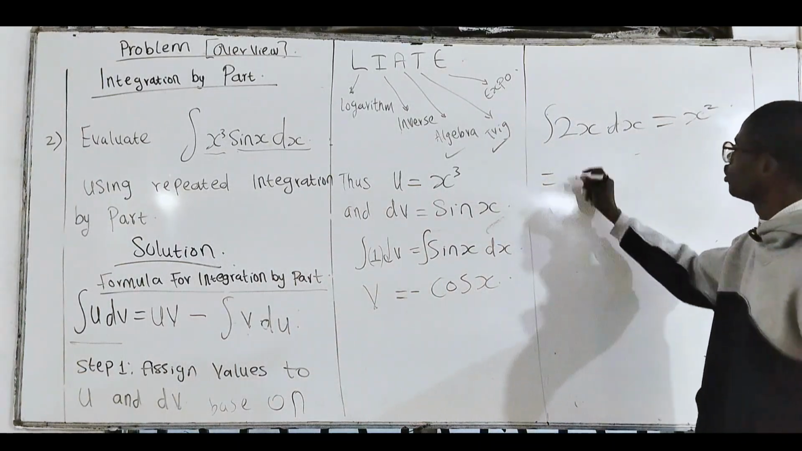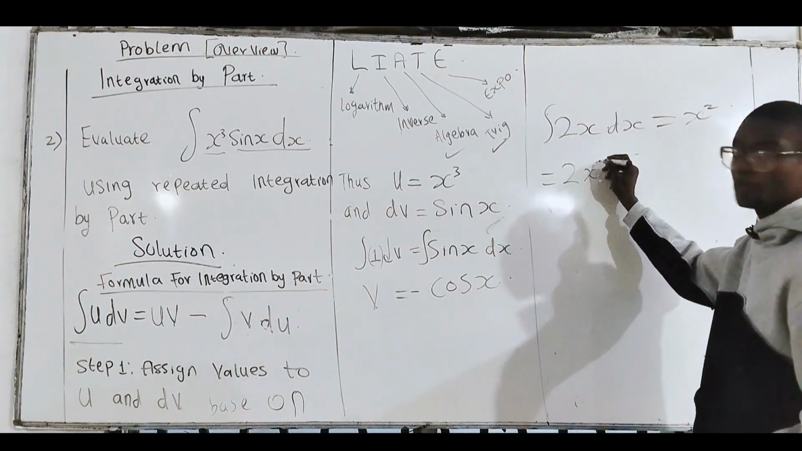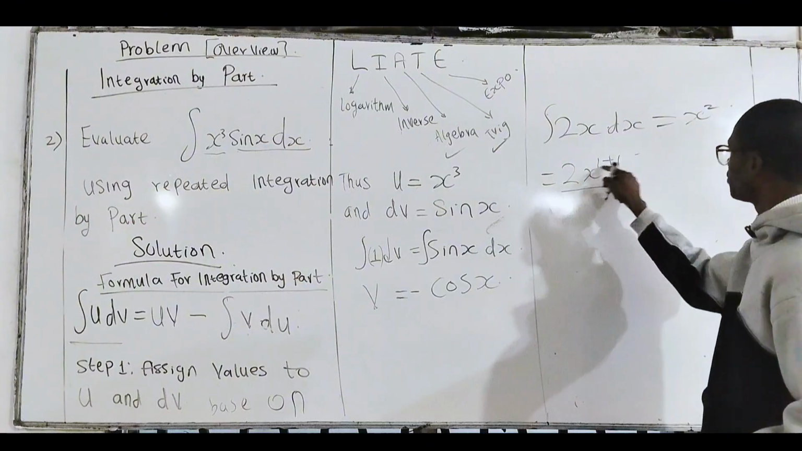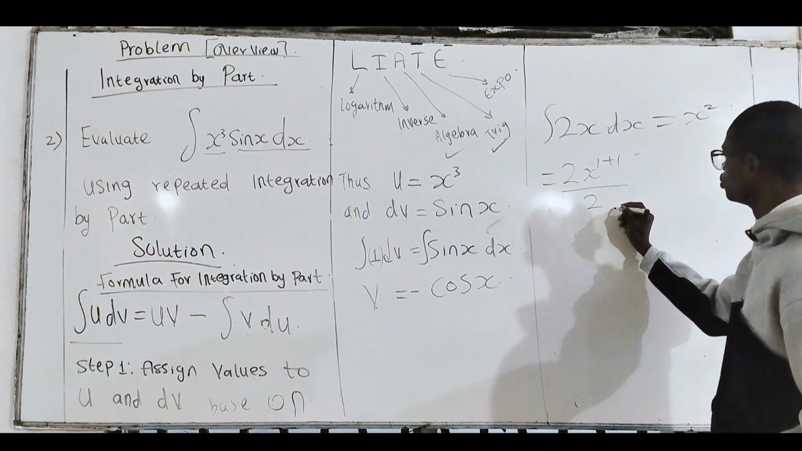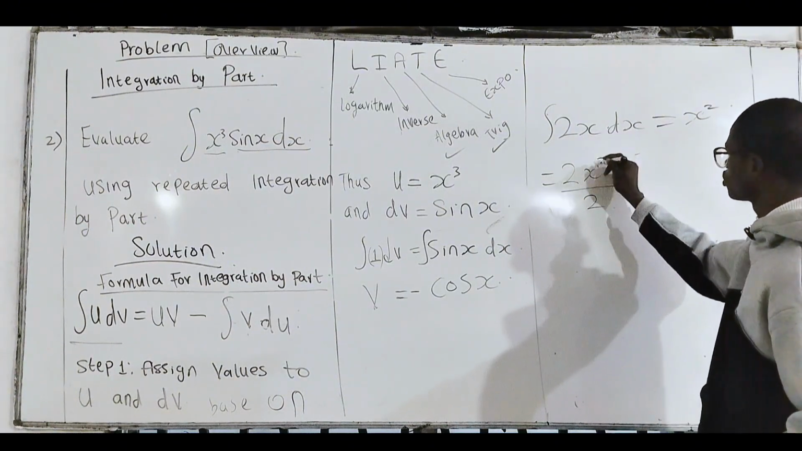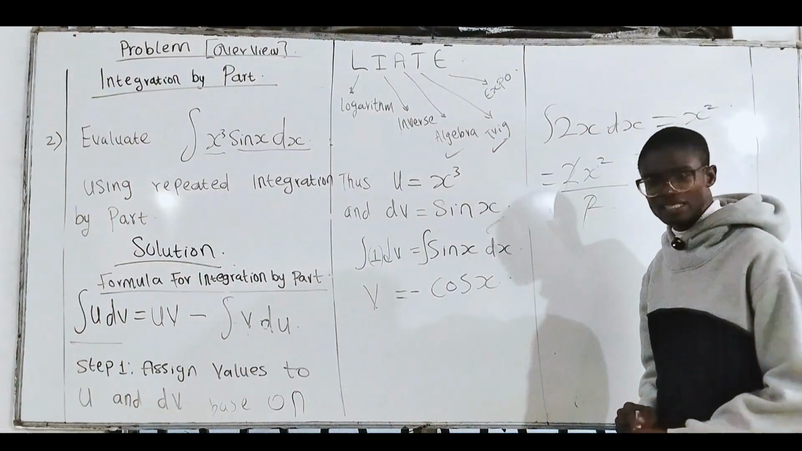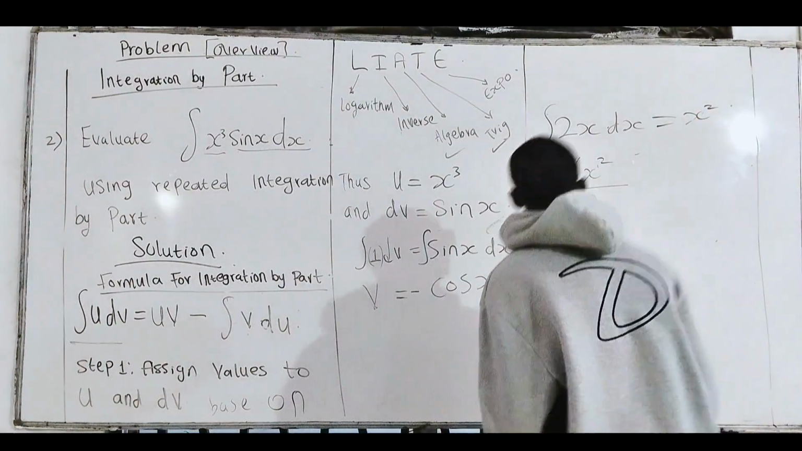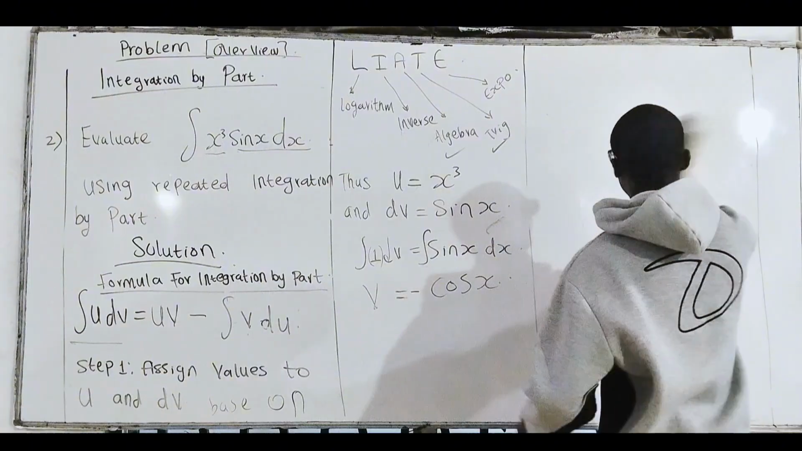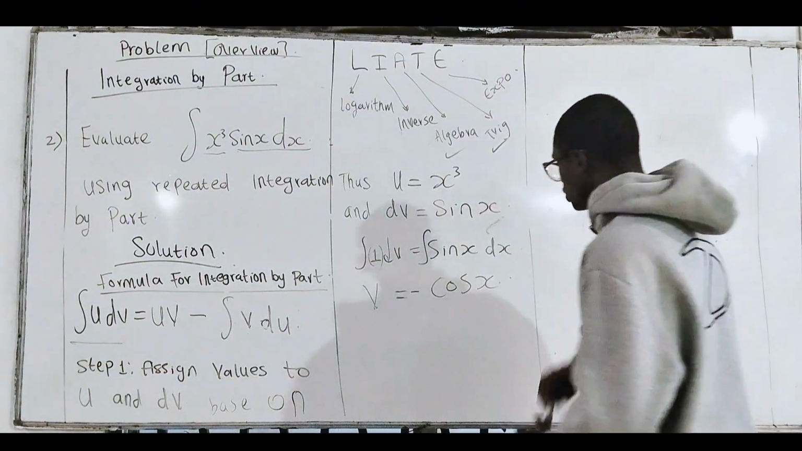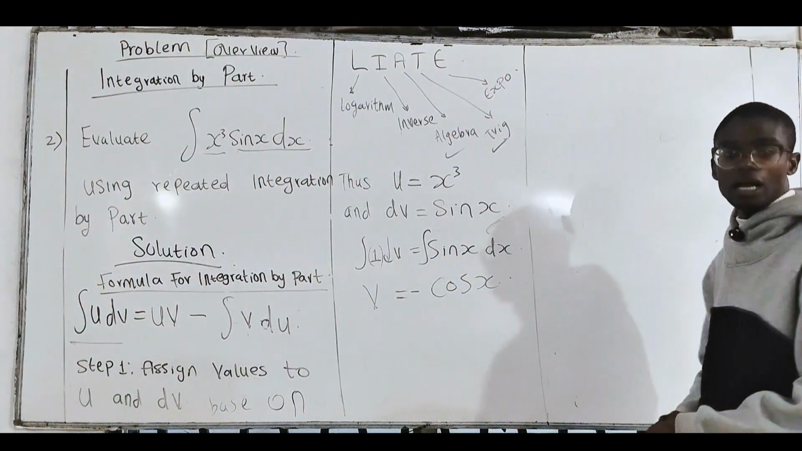This is a polynomial function. You have 2x, add 1 to the power, right? And divide by the new power, which is 2. So 2 cancels 2. That's how we got that. Are you seeing it's very, very easy? So we can clean that out. So now we have this as our V.